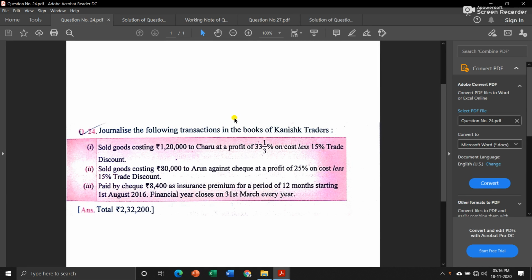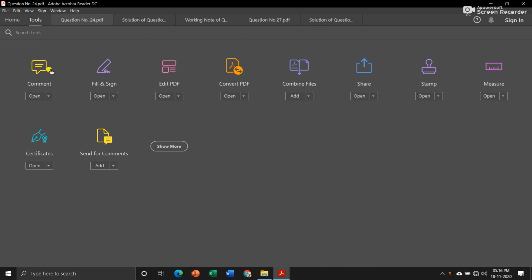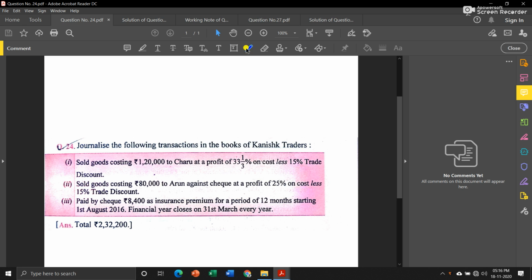Hello everyone, in this session we will conclude our journal chapter. So today I have picked two questions from your practical question. First question is question number 24 and second question is question number 27. Now let us see question number 24 first.